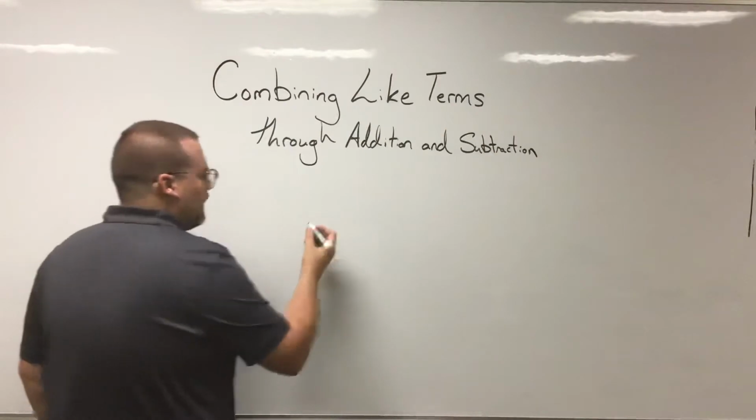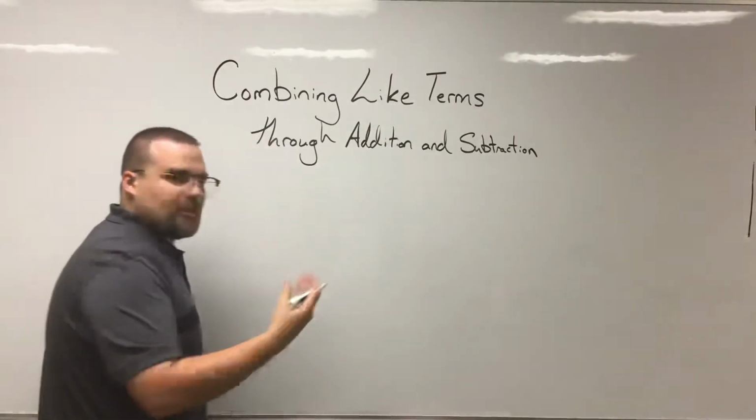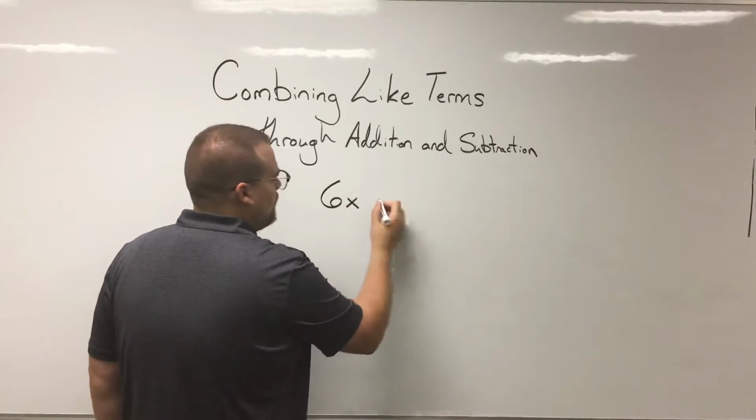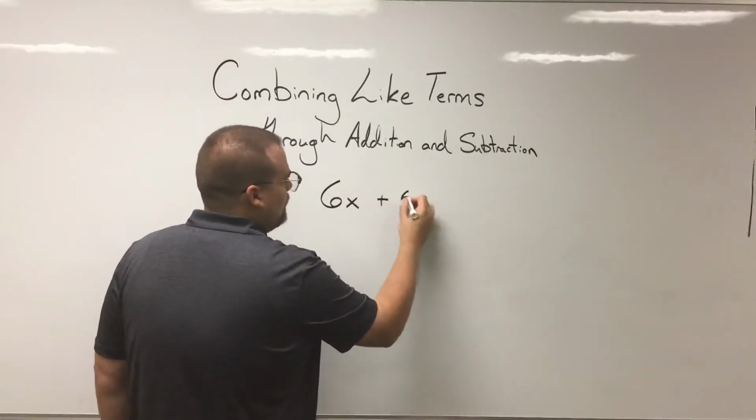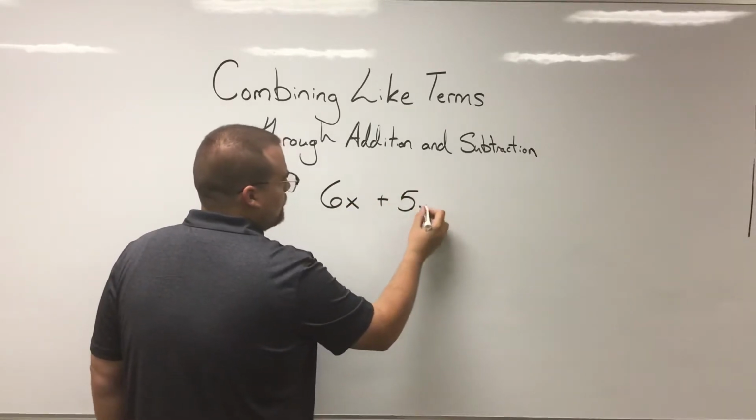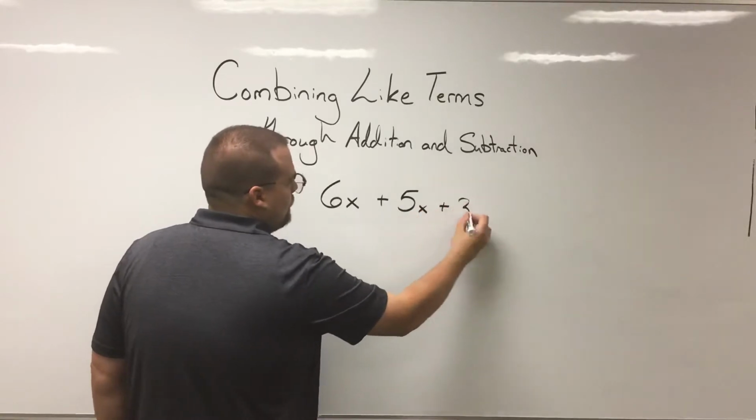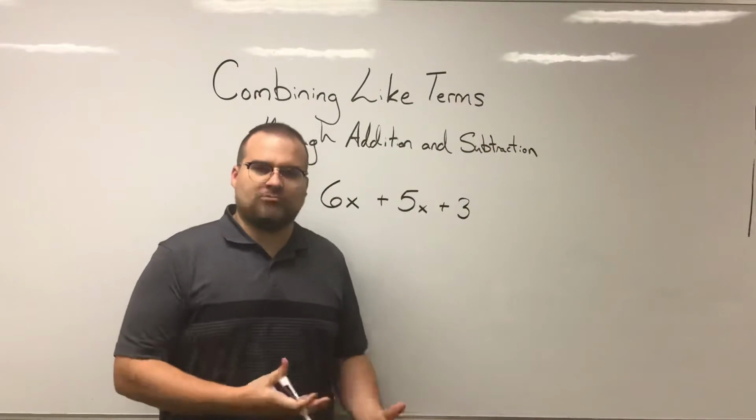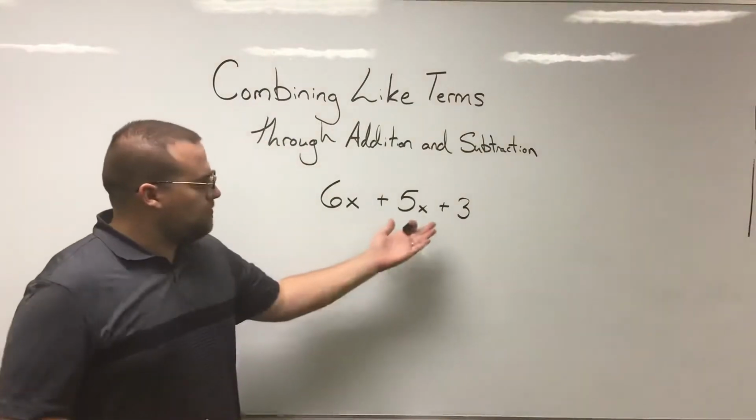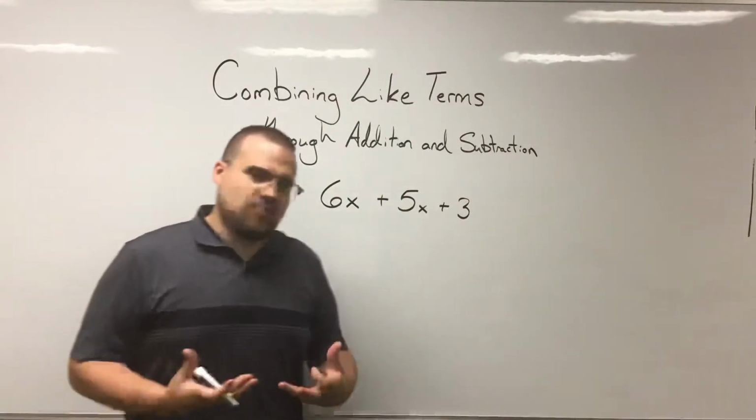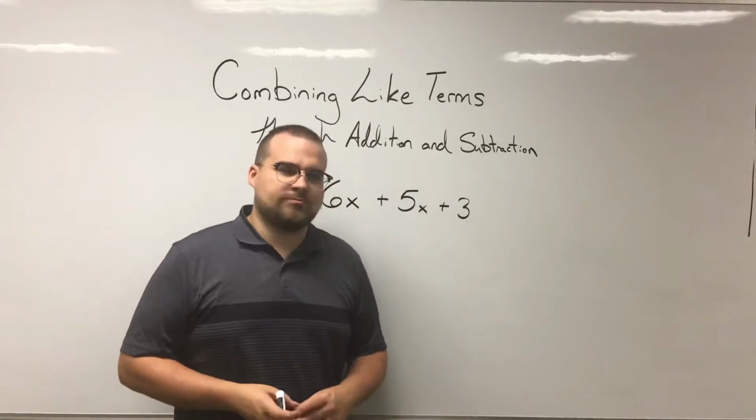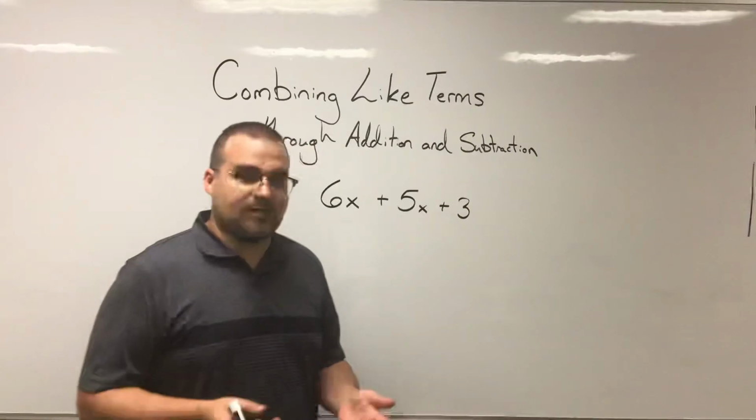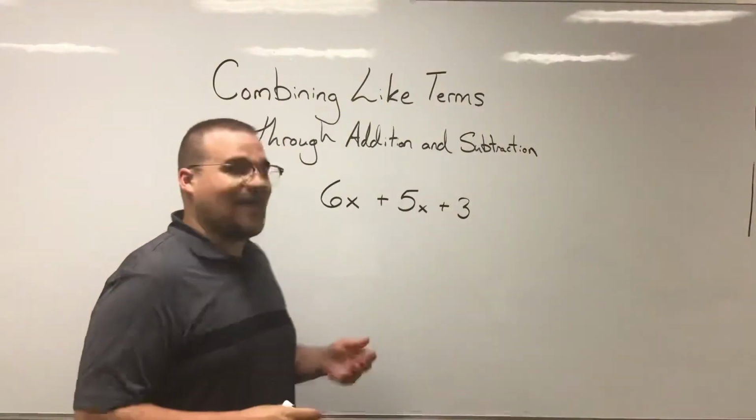So let's say we have an expression that looks like this. 6x plus 5x plus 3. Now we have 3 different terms here. But does it need to be written as all 3 terms? Can some of these terms be written together? Well, in this case, some of them can.